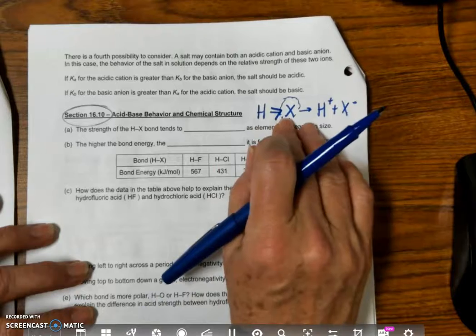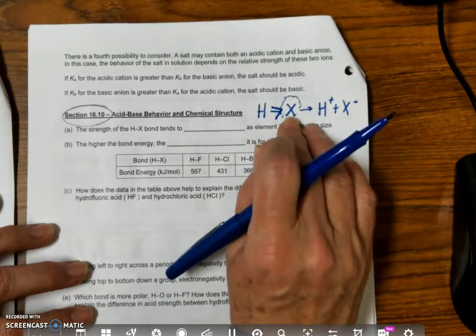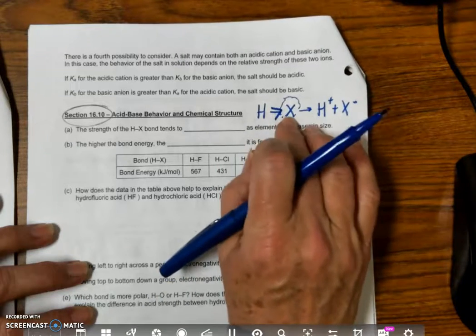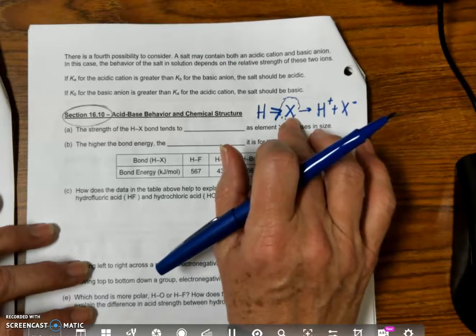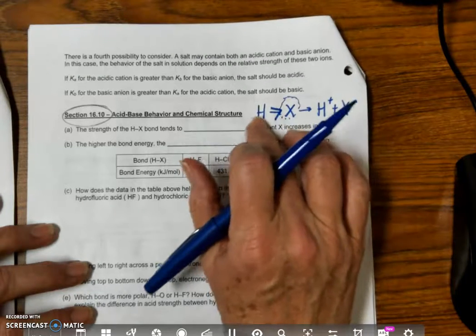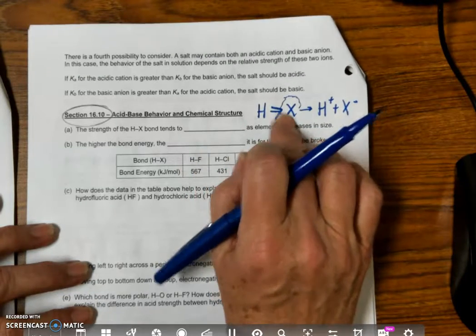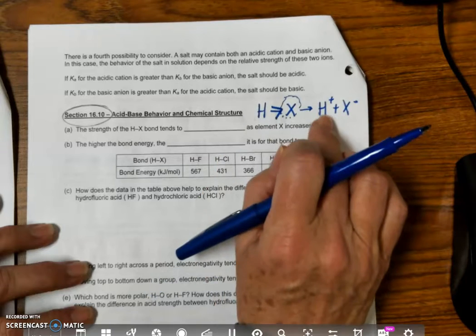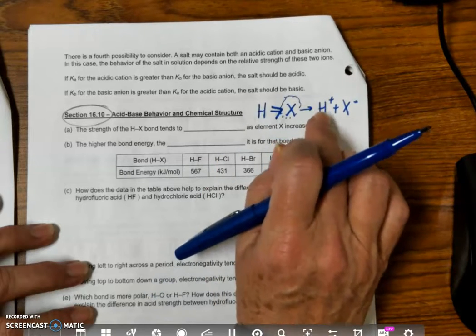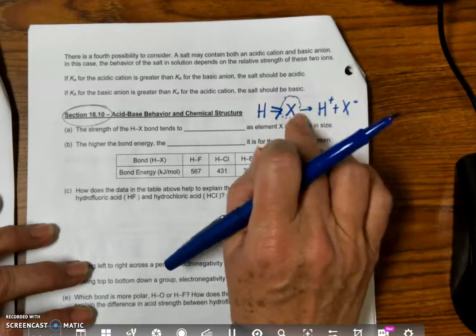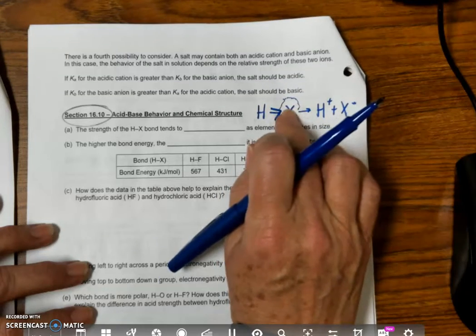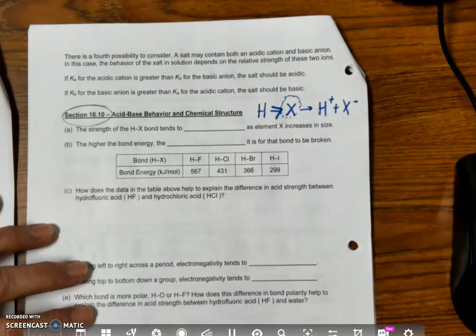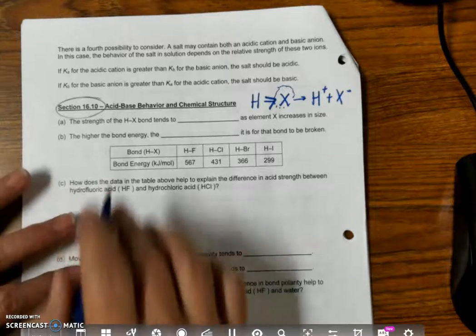And the more I pull, the more electronegative this is, and this could be a group of atoms, or it can be one element, one atom. The more I pull the electrons in this direction, the easier it is going to be to pop this off. Because remember, this is a bare nucleus with just a proton in it, and all the electrons are over here. So the more electronegative this is, the easier this is going to be to pull off.